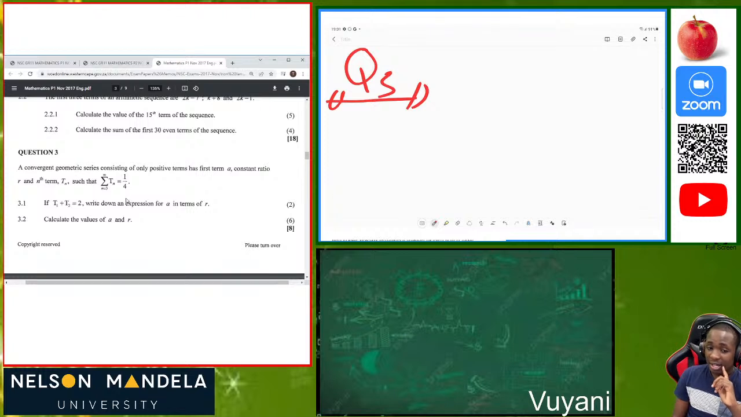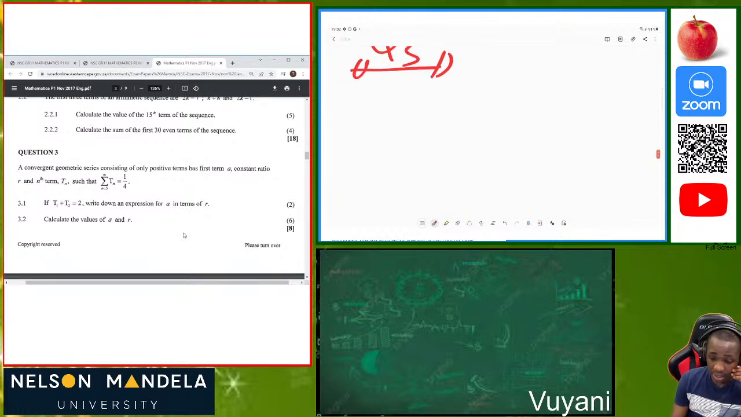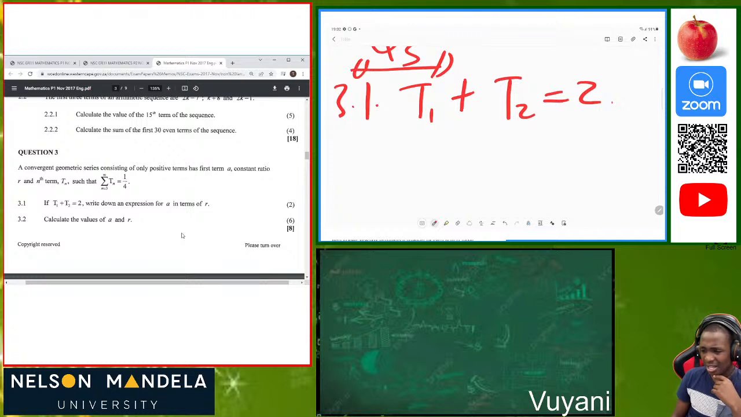So in other words, it's starting from 3 to infinity. Okay, now they are saying that if t1 plus t2 is equal to 2, write down an expression for a in terms of r. So we are already told that, where's our 3.1? 3.1, we know that t1 plus t2 is equal to 2. This is a geometric series. And we know that the first term of a geometric series is represented by the letter a, and the second term is represented by ar, so it's equal to 2.